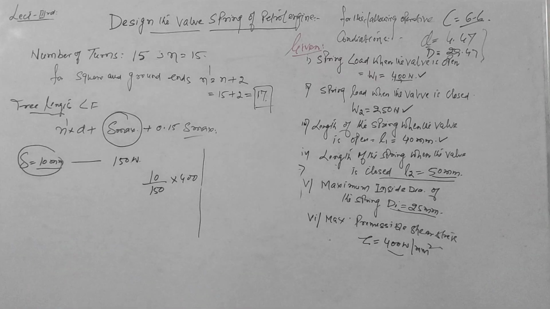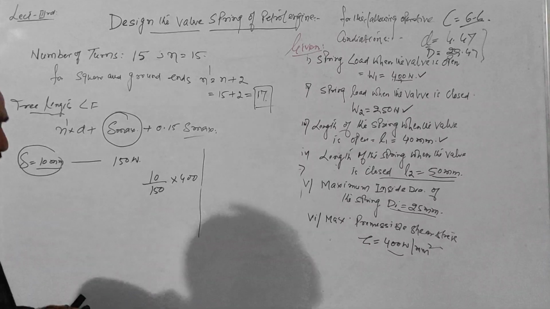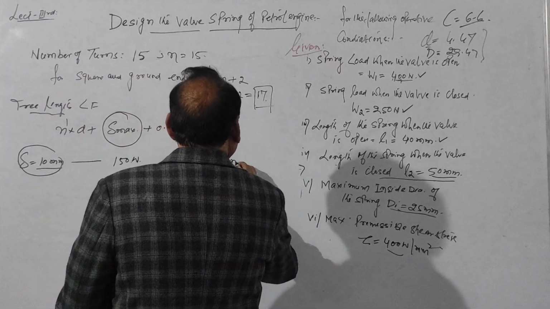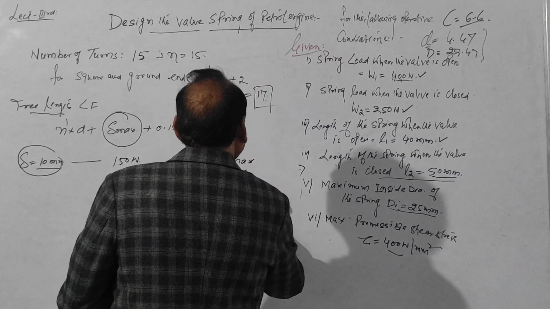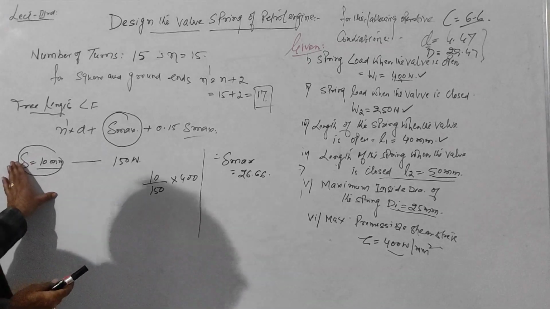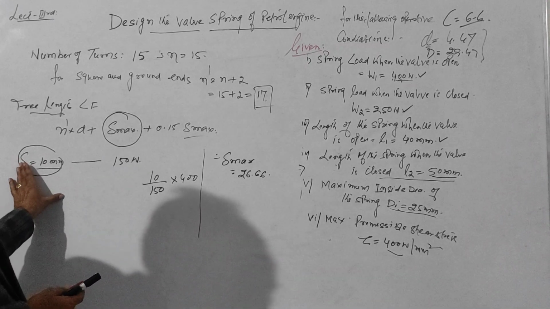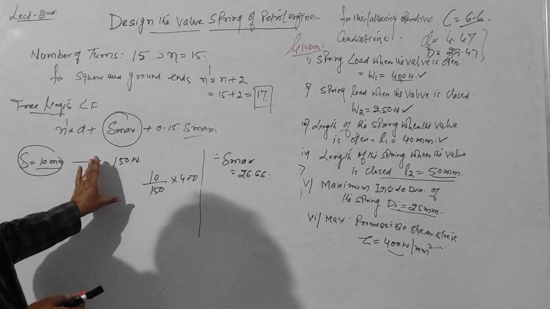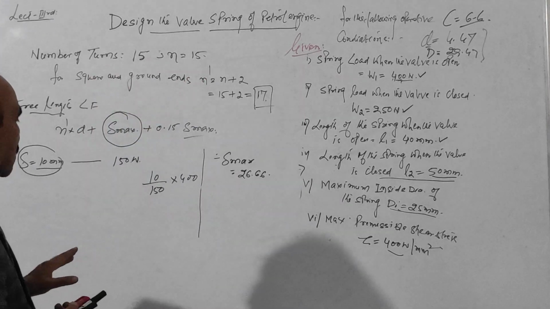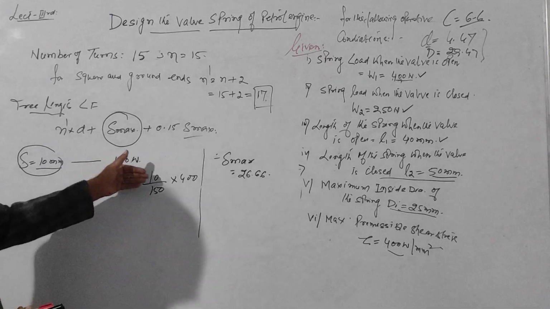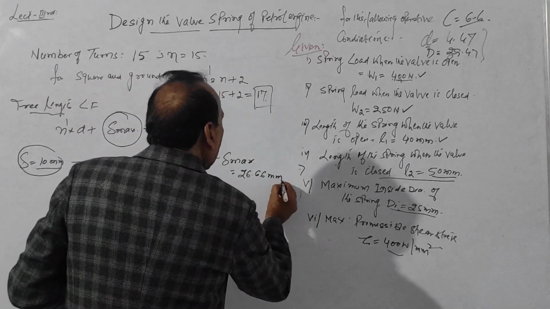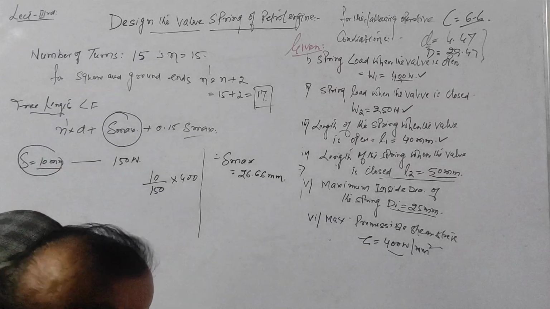This is 26.66. So delta max आपका कितना आया? Therefore delta max is equal to 26.66, right? This concept is clear. जो 10 mm आपका deflection था, for 10 mm, the load which causes the deflection 10 mm, this is 150 newton. And if this maximum load is 400 newton, then the deflection is how much? This we have calculated, 26.66 mm, right? So, sab cheez use karo, you will get the answer.